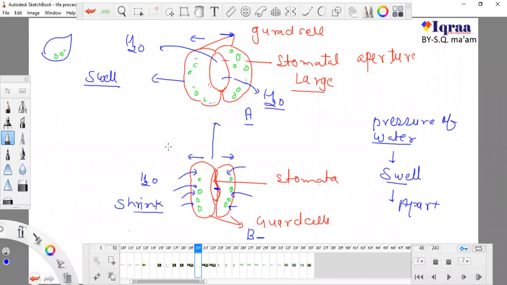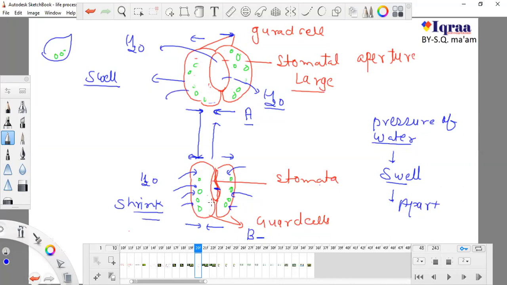As the water is removed, now the water is outside, and if the water is removed totally, they will again shrink like this. The water is out. So what happens if the water is out? Then the two guard cells will come close to each other again, and they will become shrunken because water has definitely come out.